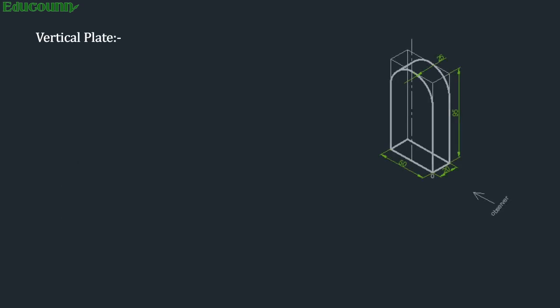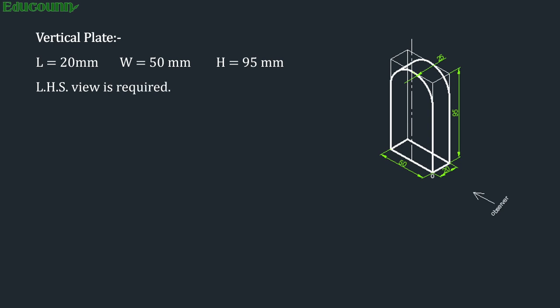Let us move to the next part, that is the vertical plate, or you can call it a vertical semicircular plate, as there is a semicircle at the top. Now, these are the overall dimensions with the position of the observer given. You can see clearly here that the length is 20, width is 50, and height is 95, and the radius of that semicircle is 25. Now, according to the position of the observer given here, you have to draw the left hand side view. Left hand side view is required.